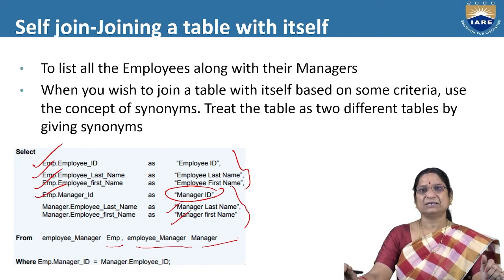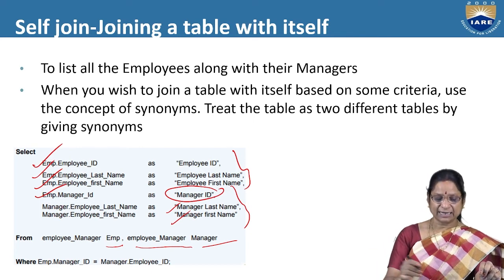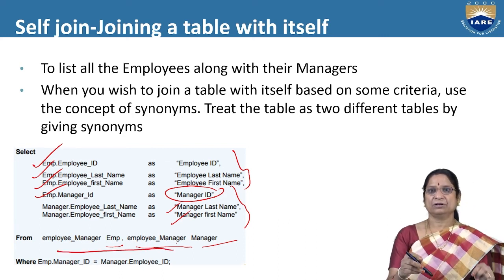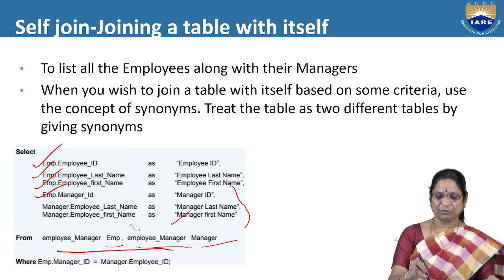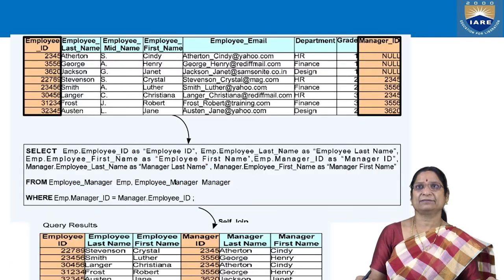Two tables I am using. The same table I am using with two names, EMP table and manager table. Then I'll compare EMP manager ID is equal to manager dot employee ID. So synonyms we are going to use. Based upon the synonyms, we are going to compare them actually.